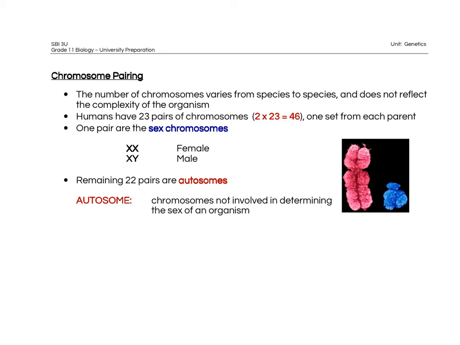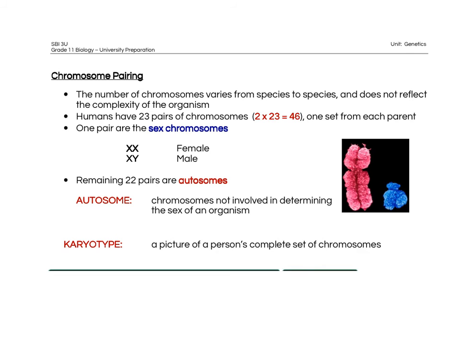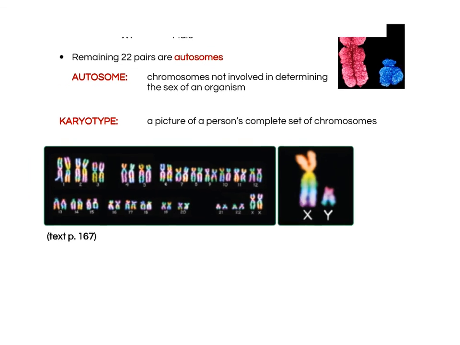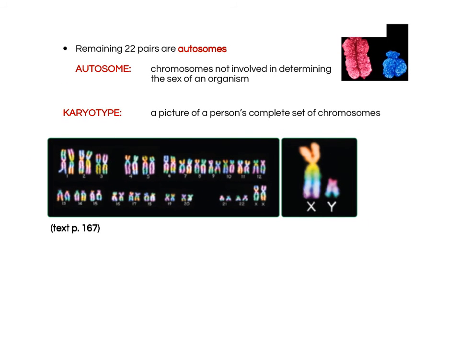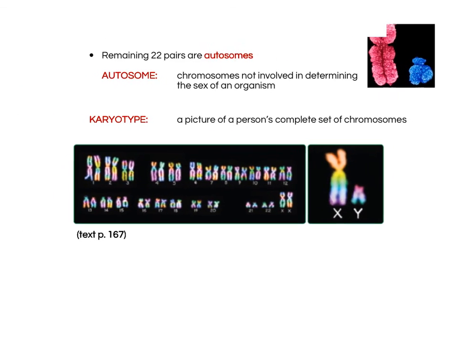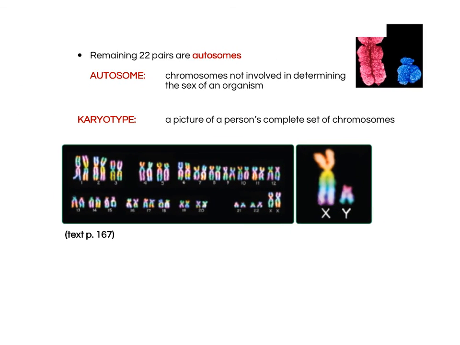So another thing that I wanted to mention was a karyotype. You've probably seen a karyotype. I'm just going to move this up so that you can see it. This is in your textbook on page 167. Let's take a look at this to see, is it a human karyotype? A karyotype is basically just a picture, a complete picture of a person's set of chromosomes, whether human or not.